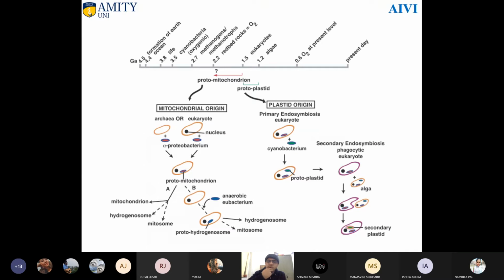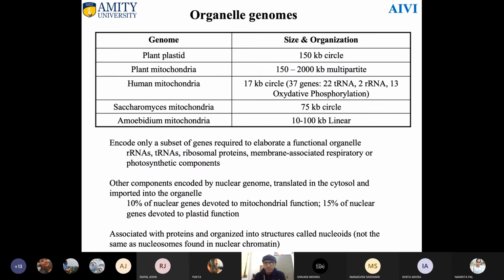So this is the genome analysis. If you study genome mapping, mitochondria originate from the archaea or eukaryote, and plastid have origin with the endosymbiotic eukaryote. And the protobacterium, then the protomitochondrion, then the protomitochondrion to mitochondria heterogenome. So this is how they form ancestrally.